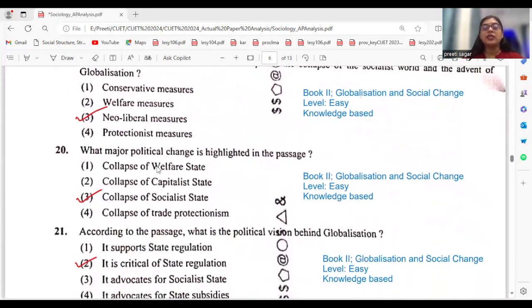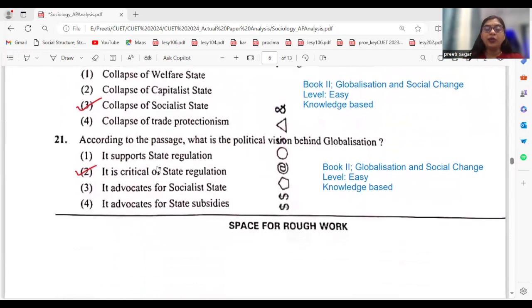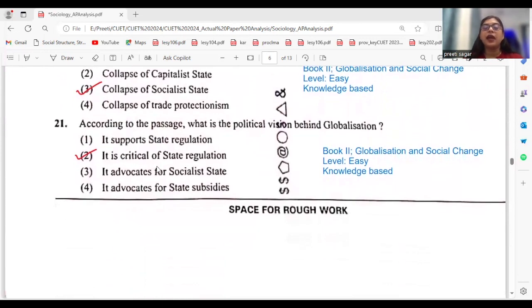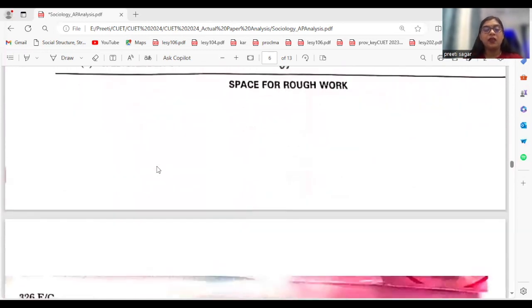What major political change is highlighted in the passage? That is collapse of socialist states. The socialistic principle, economic policy, socialistic countries, they have collapsed. So option 3 is the right answer. According to the passage, what is the political vision behind globalization? So the political vision behind globalization is that it is critical of state regulation. So it did not follow or believe in regulations, it is critical of it. So option 2 is the right answer.